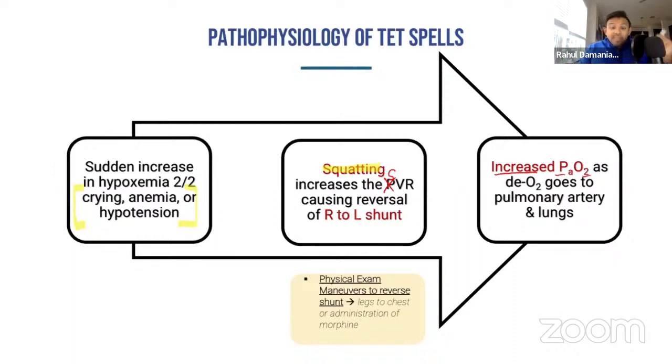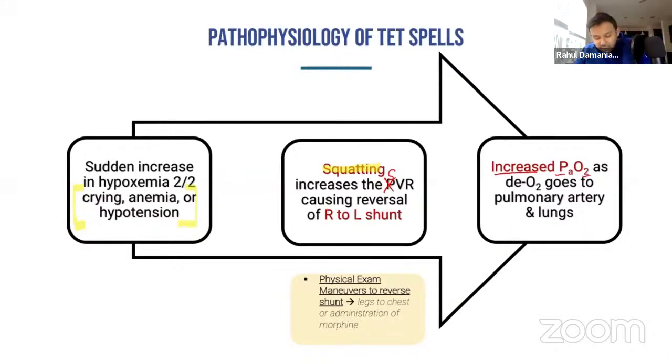So remember that when you're talking about these Tet spells, it is all about balancing your pulmonary vascular resistance, which is very high during times of agitation, for example, and causes these children to have right to left. It's a balance of your pulmonary vascular resistance and your systemic vascular resistance.